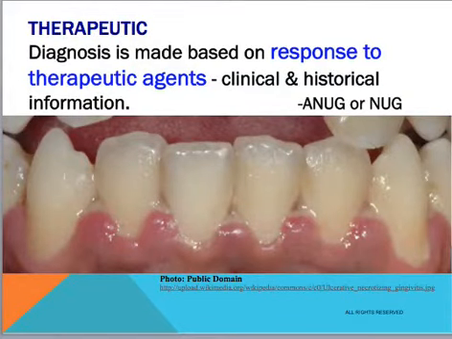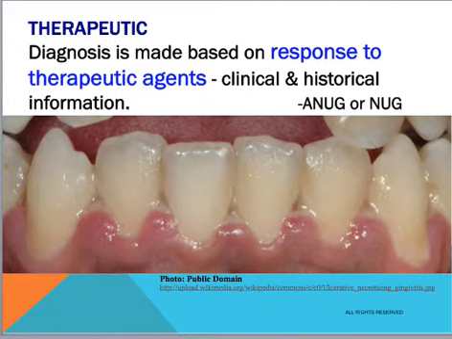Therapeutic diagnosis involves using a therapeutic agent such as nystatin fungal cream or an antibiotic or a rinse or peroxide to treat a patient's condition. This particular film shows necrotizing ulcerative gingivitis, as you can see from the necrotic tissue in the interdental papillae. A typical treatment for NUG, necrotizing ulcerative gingivitis, is to have the patient rinse with hydrogen peroxide because the oxygenated environment is incompatible with the bacteria that causes NUG.